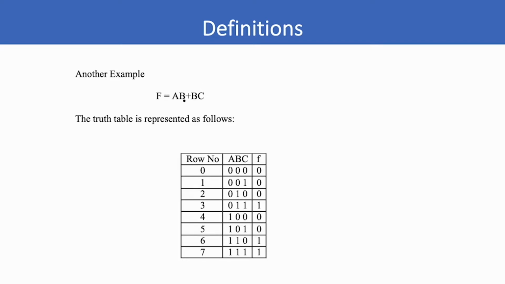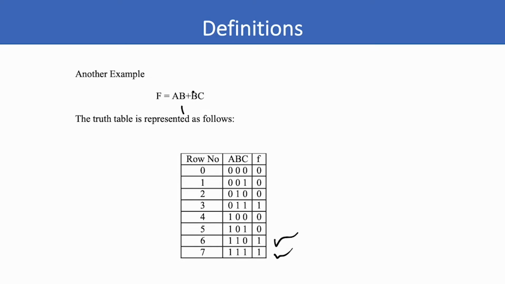So let's do the AB first. So let's look at whenever A and B are both 1, the function is going to be equal to a 1. Where is A and B both 1? A and B are both 1 right here and right here. Okay? So A and B are both 1, and we don't care about C because we're just doing the first one here, AB. The output is a 1.